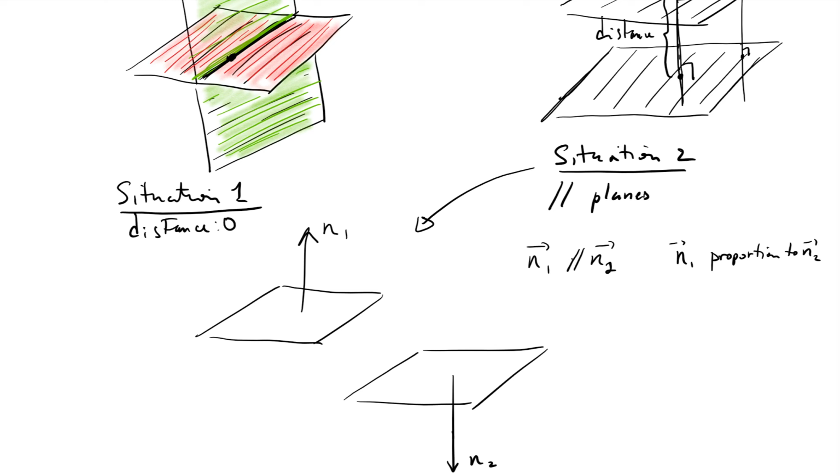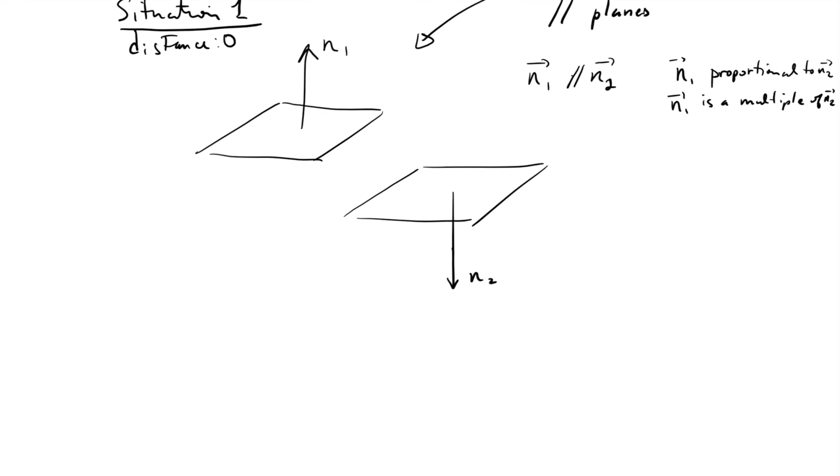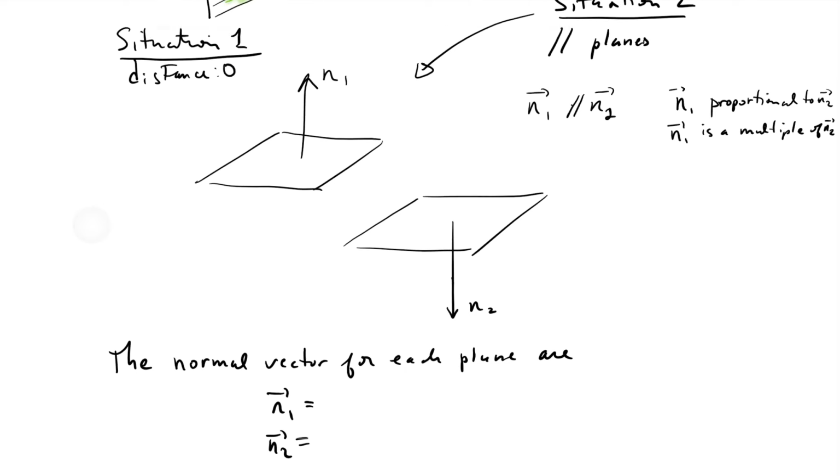I wrote proportion, but I wanted to write proportional to N2, which means that N1 is a multiple of N2. That's how you can detect if two vectors are parallel. So we can start with this. With our problem, we could look at the normal vectors for each plane, and those are easy to get. I'll have two of them, right? N1 and N2. Let's look at the first plane.